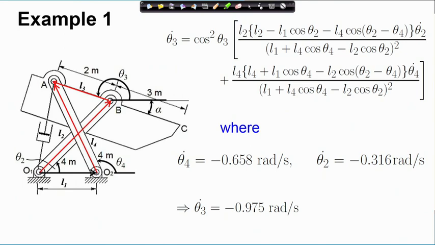So, that completes this problem in which we had to find out the angular speeds of all the links, including the bin, and this theta 3 dot is actually the angular speed of the bin. A negative sign indicates that it is decreasing, therefore, the rotation is in the clockwise direction.